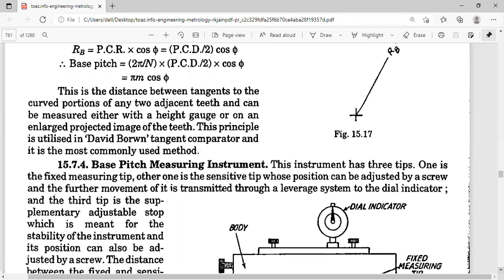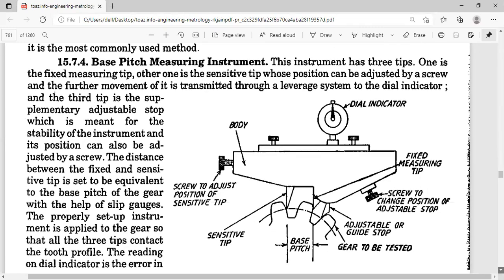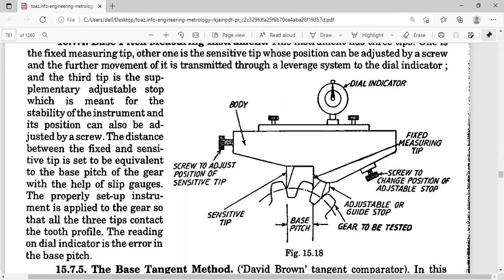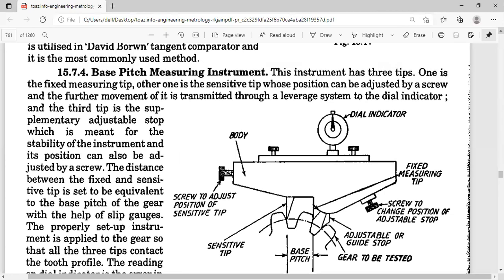So what is the base pitch measuring instrument? We try to just know the instrument first. Portable handheld base pitch measuring instrument. So we'll come to the David Brown later. So here, in this particular instrument, we have three tips. Just try to see what the three tips are. One is the sensitive tip.